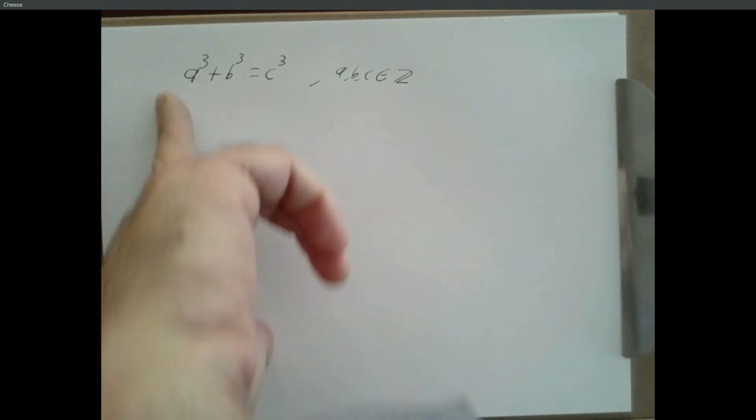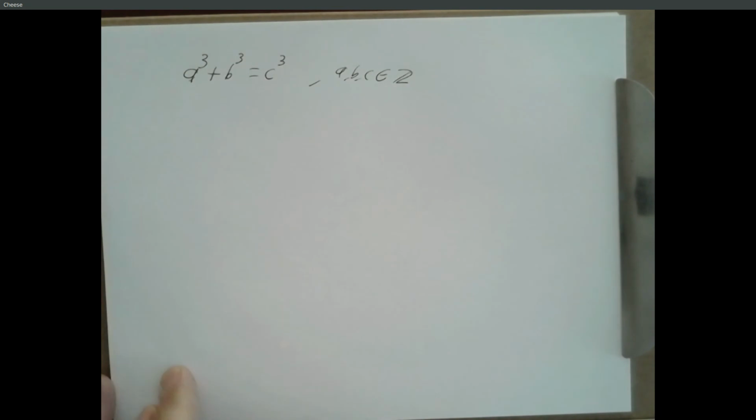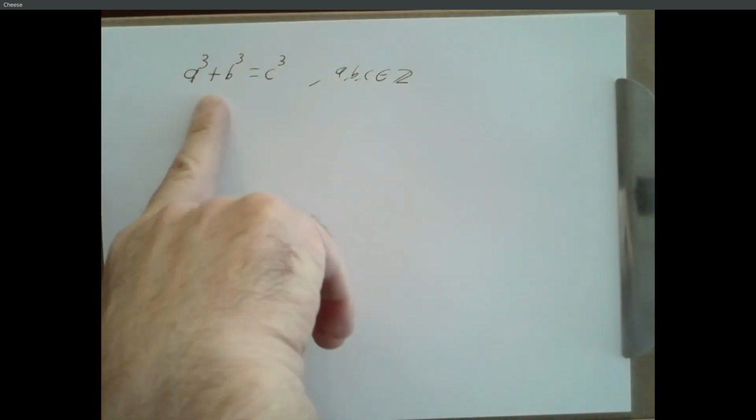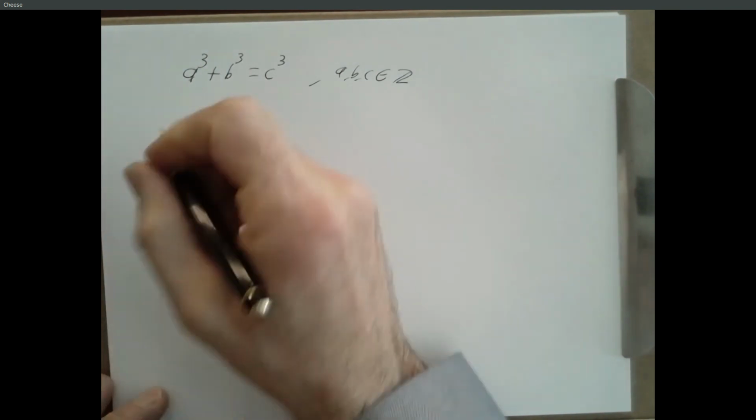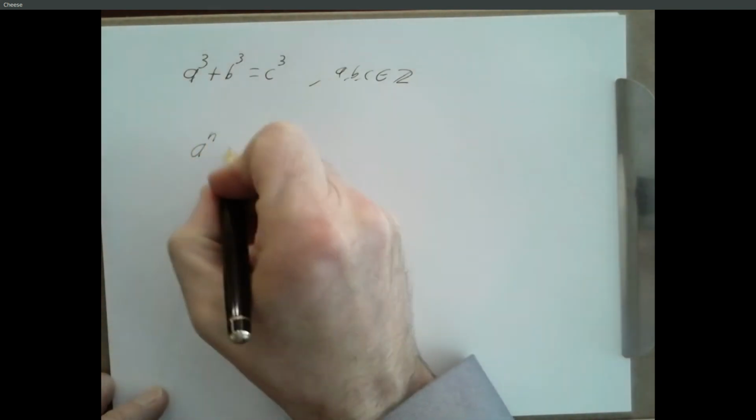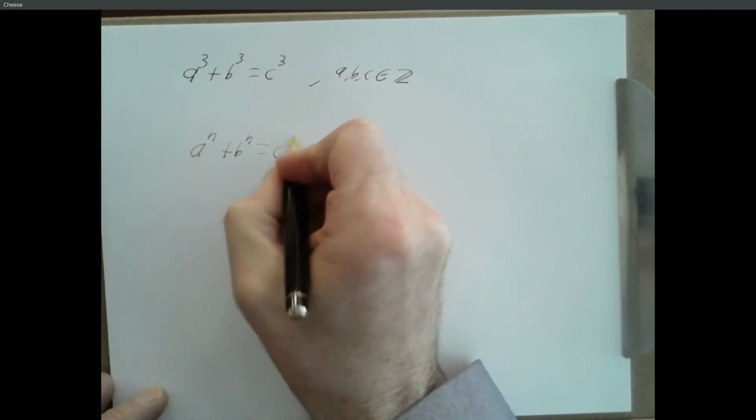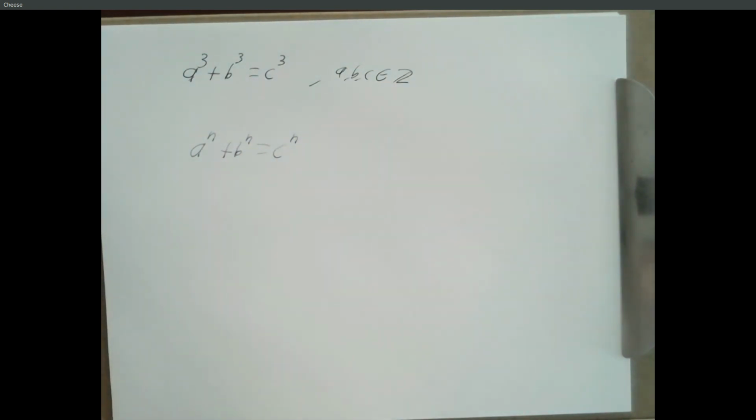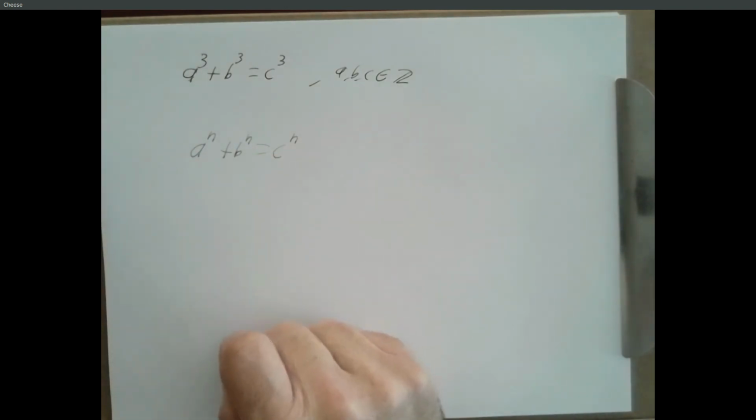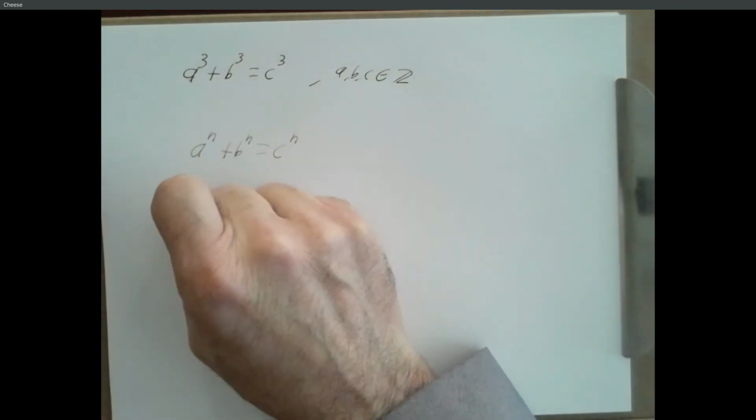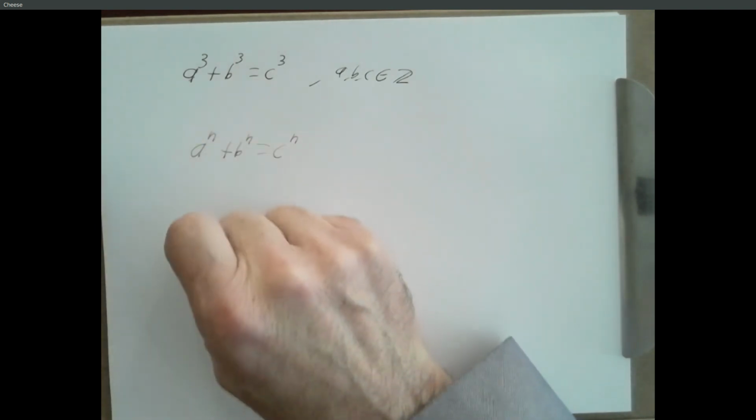And in the margin of the book, he wrote a note saying, there is no solution to this in integers. Furthermore, for any n bigger than 2, there's no solution to this equation. There's no integers a, b, c that ever satisfy this for anything other than n equals 2. And he just wrote this in the margin of his book, and he said, I've discovered a marvelous proof of this, but this margin is too small to contain it.